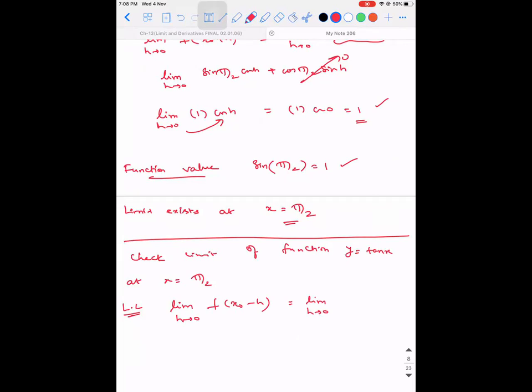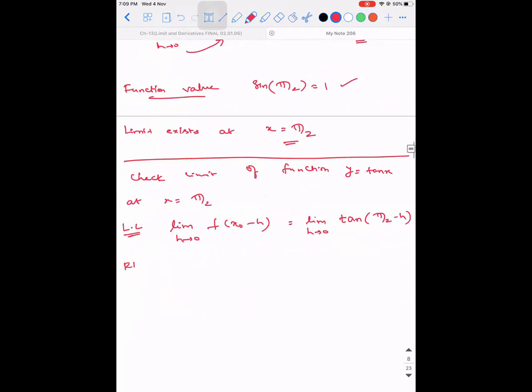What is the value of f, guys? What function is this? Tan. You guys tell me, in the place of x naught, what should I write? Pi by 2, sir. Yes. Pi by 2 minus h. Okay. Now you will understand. Right limit also, I will write. I'll leave some space and then I'll write.